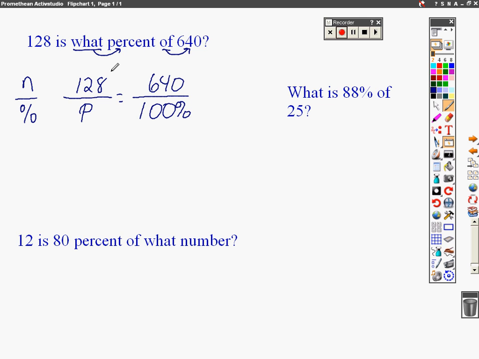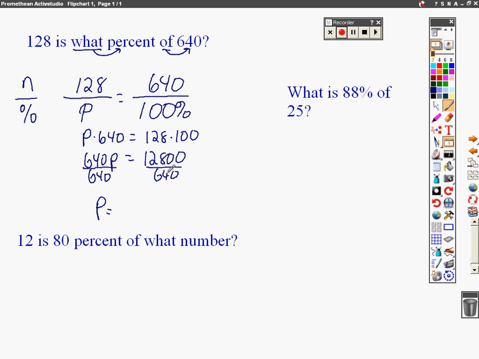Okay, what we can do now is use the cross product strategy to solve the equation. So we multiply p times 640, set it equal to 128 times 100. 640 times p is 640p, and 128 times 100 is 12,800. Now this becomes a one-step multiplication equation. So to get the variable p by itself, which is our goal, we divide each side by 640. And what we're left with is p equals 20%.